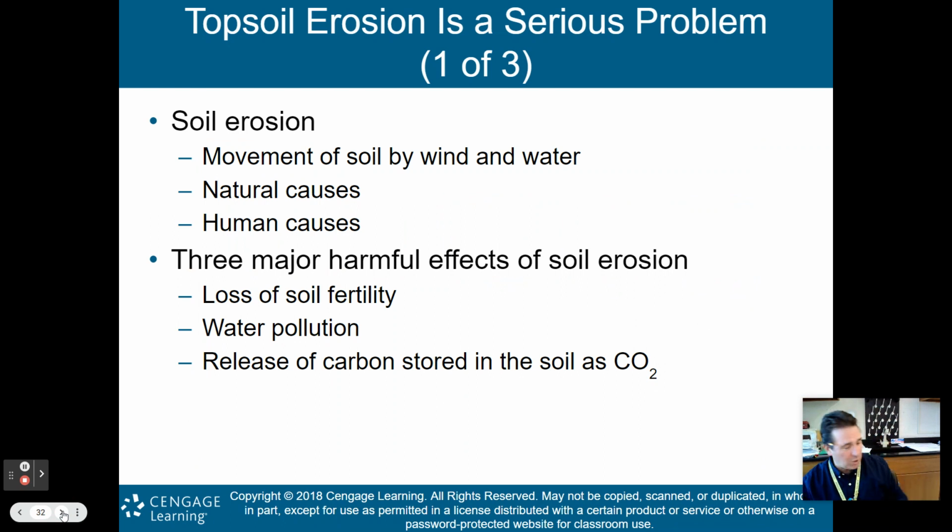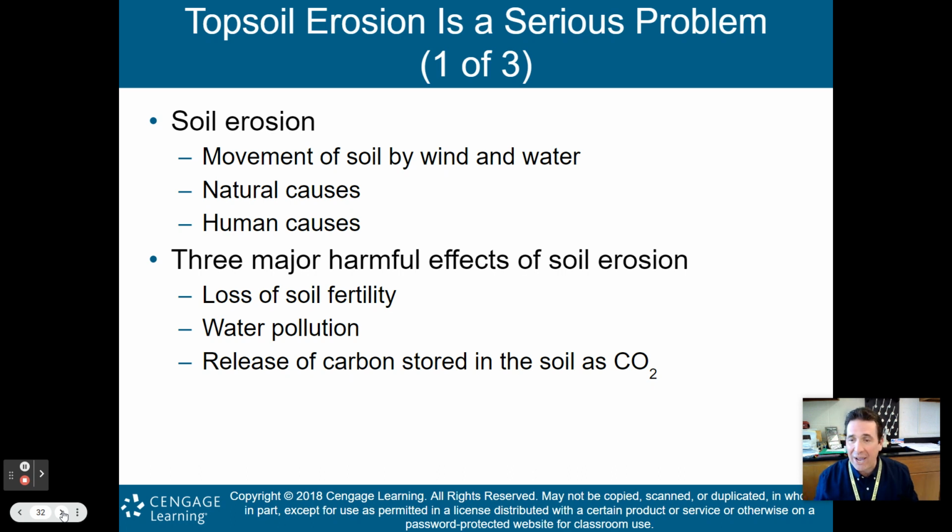All right, so we're going to go into these in a bit more detail. Obviously, soil erosion was the first one. What is that? Well, that's the movement of soil by wind and water. There are natural causes, but there are human causes, right? So three major harmful effects of soil erosion: loss of soil fertility, because remember, where's that humus layer? The humus is in the top layer of your soil. That is where all your nutrients are. So if you blow or erode that topsoil away, your soil's not fertile anymore and you can't grow anything.